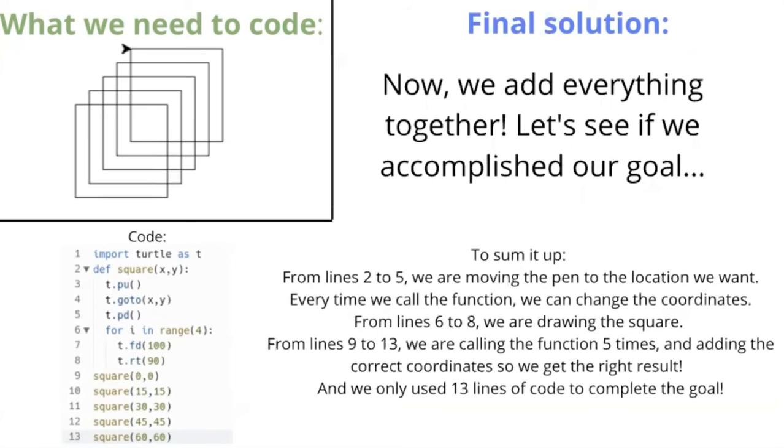From lines 2 to 5, we are moving the pen to the location we want. Every time we call the function, we can change the coordinates. From lines 6 to 8, we are drawing the square. From lines 9 to 13, we are calling the function 5 times, adding the correct coordinates so we get the right result. And we only use 13 lines of code to complete the goal.